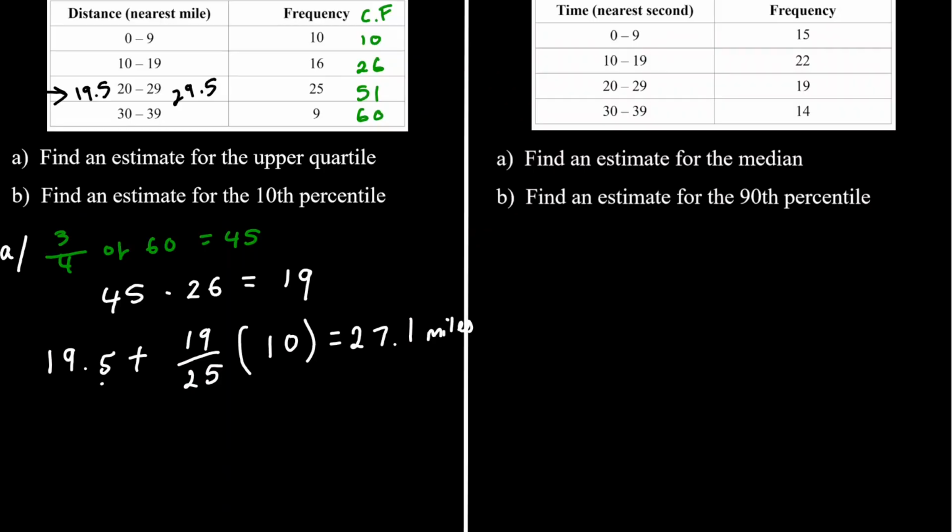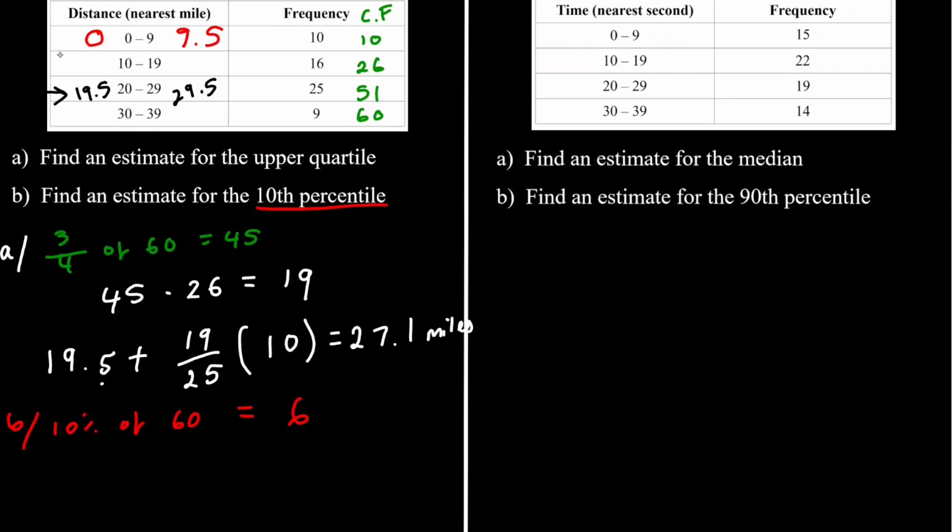We're going to do the same thing for the 10th percentile. So the 10th percentile is 10% into the data. 10% of 60 is the 6th person. So we're looking for person number 6. They are in the first group, which goes from 0 to 9.5. There's 10 people in that group. So we want to go 6/10 into the group.